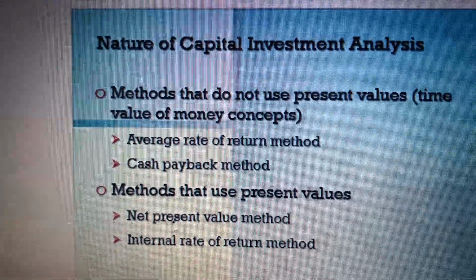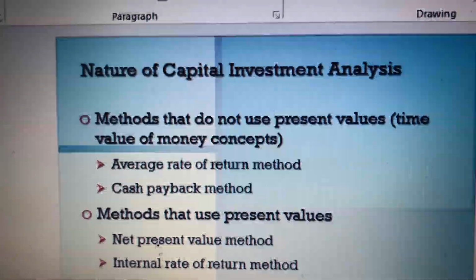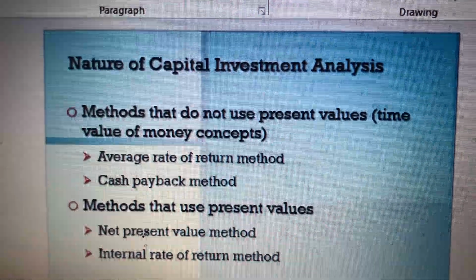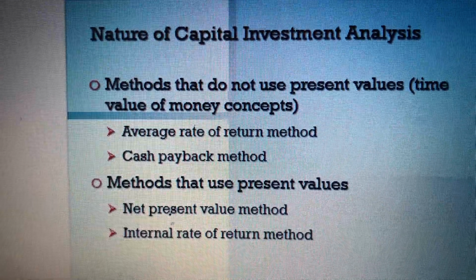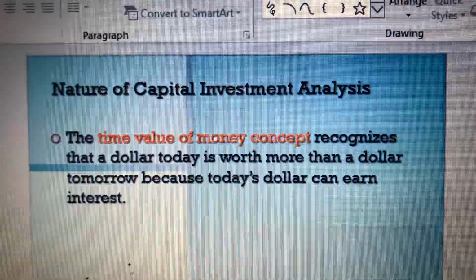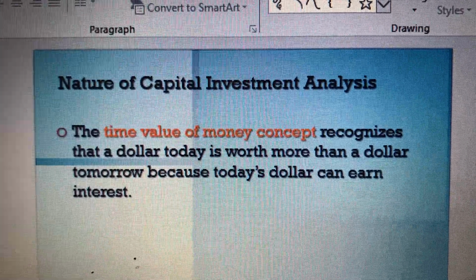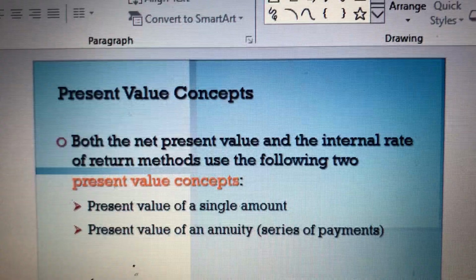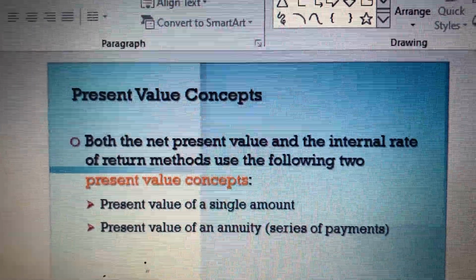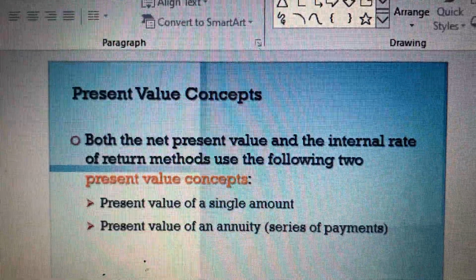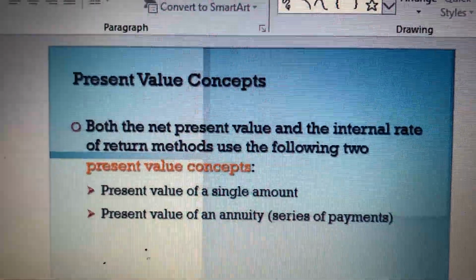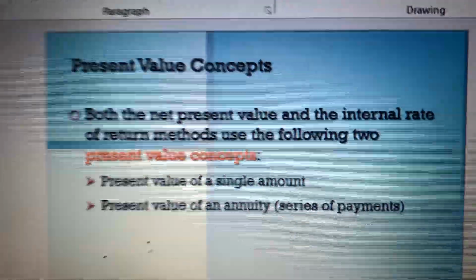Again, this just summarizes the two methods that don't use time value of money: average or accounting rate of return, and cash payback. The other two, net present value and internal rate of return, do. And here's the definition for time value of money. You can take $1, invest it, and it'll earn interest. Two concepts, which I've already looked at in the appendix. One has to do with investing a single amount or payments that were different. And the second one is if you're investing payments that are equal.